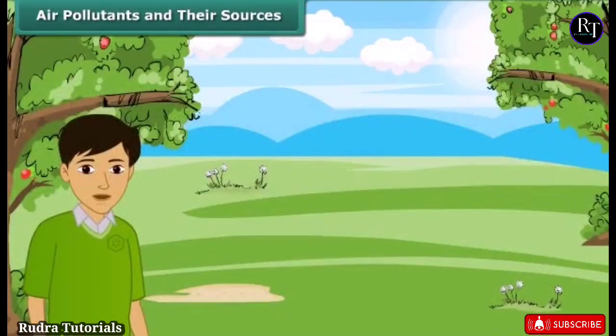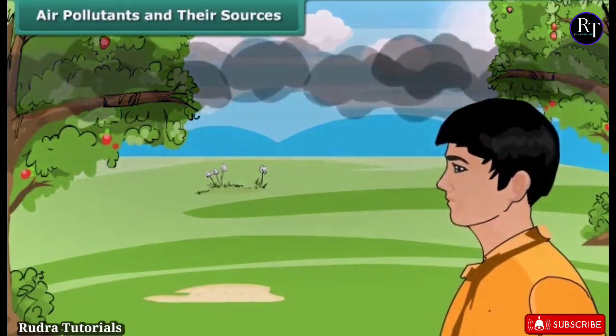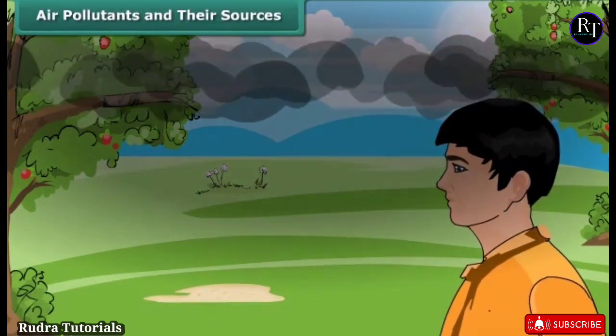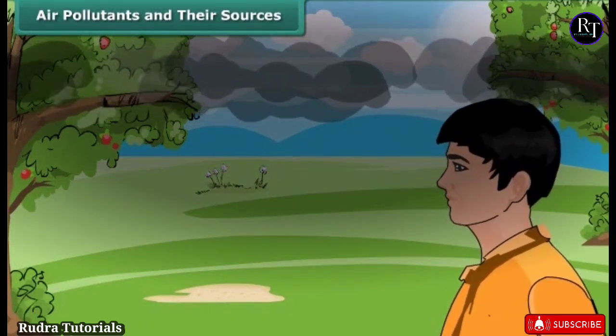Have you heard of smog? Smog is made up of smoke and fog. Smoke generally contains oxides of nitrogen and other air pollutants. The smog causes breathing difficulties such as asthma, cough, and wheezing in children.